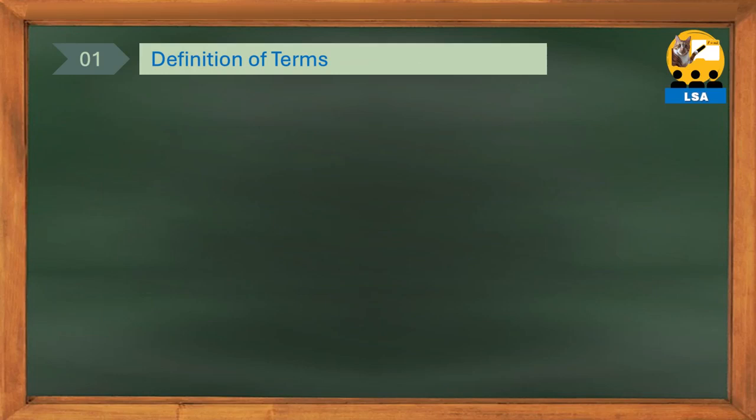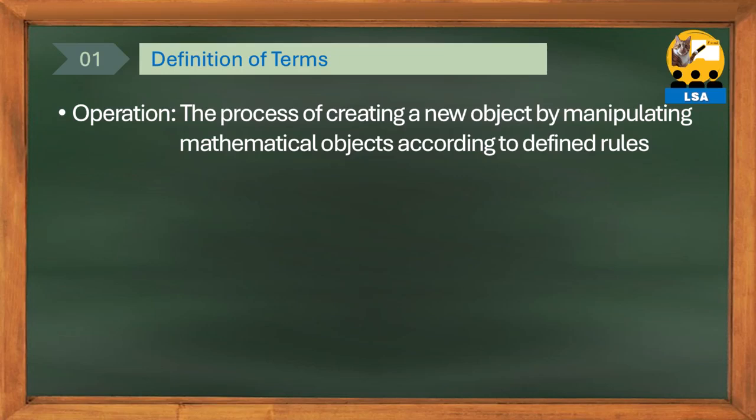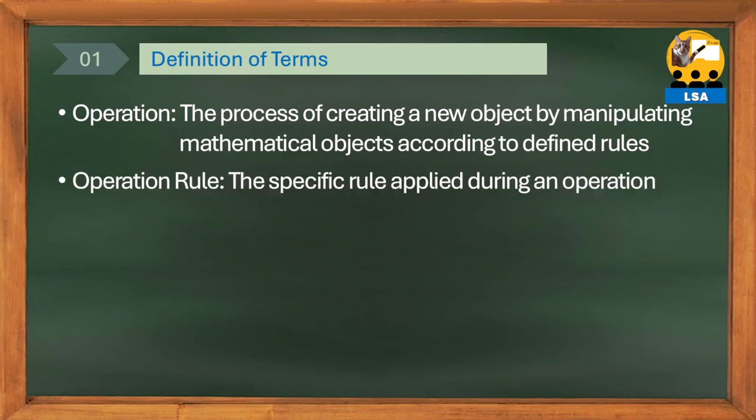At Lee's Science Academy, an operation is defined as the process of manipulating the objects of mathematics according to defined rules to create new objects. The defined rules at this time are called operation rules. In actual calculation, this would be the calculation method. There are no specially fixed operation rules, and you can create them freely as needed. However, from a practical point of view, there are particularly useful operations, and we will learn these useful operations and rules going forward.